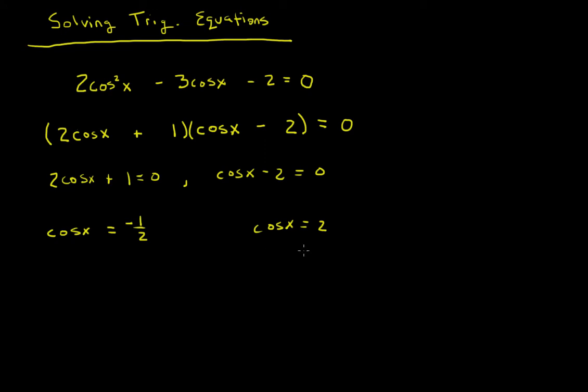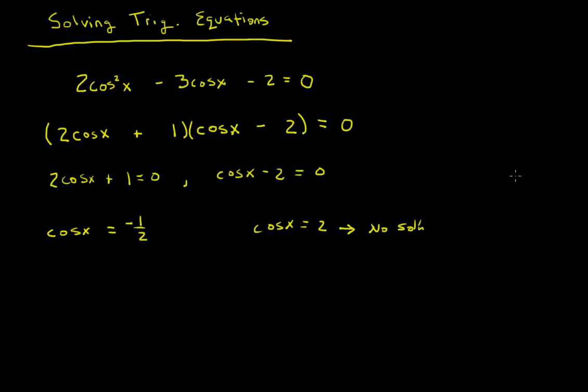We know that the cosine function has a range of -1 to 1. There are no angles or real numbers for which the cosine is equal to 2. So right away we can put no solution for this part of the problem.